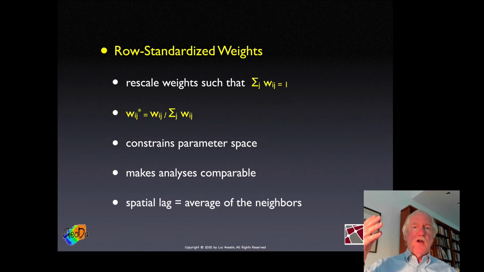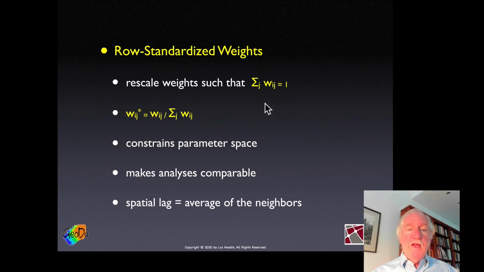If the weights are large, the coefficients are small, and vice versa. If we scale the weights so that the row sum, so the sum of all the weights for every observation, is 1, then all of a sudden the weights become comparable. Then all of a sudden the coefficients become comparable. So that's a major advantage. And in practice, that is typically done, especially in an exploratory analysis.